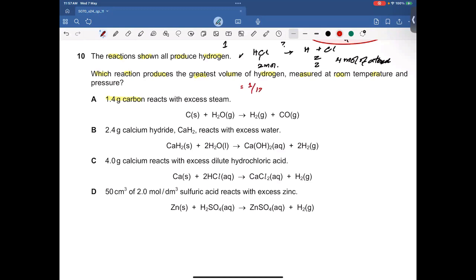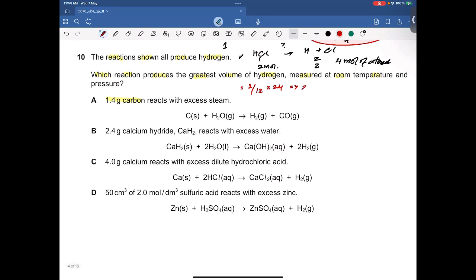1 divided by 12 into 24. So it's going to be how much? 1 divided by 12 into 24. It's 2 dm cube, because carbon and hydrogen both have 1:1 ratio. तो जो भी मोल्स आएंगे एग्जैक्ट वही मोल्स हाइड्रोजन के होंगे. जो मोल्स ऑफ हाइड्रोजन के होंगे उसको मल्टीप्लाई कर दो आप वॉल्यूम ऑफ आरटीपी से, तो आपके पास आंसर आ जाएगा. दैट्स अ शॉर्टकट टेक्निक.